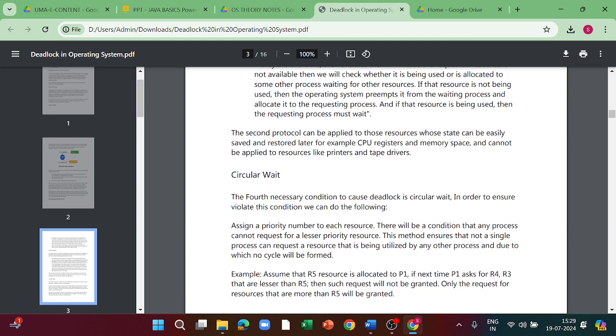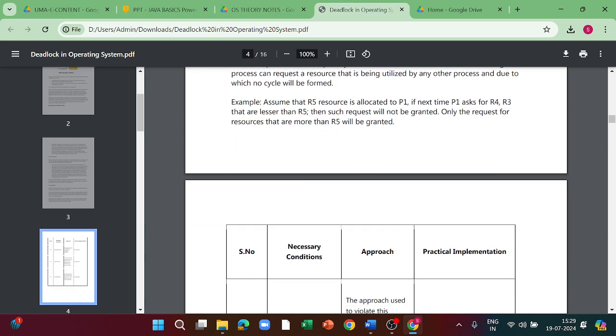And the fourth necessary condition for deadlock is circular wait. That is, we have to assign a priority number to each resource, and a process cannot request a resource of lesser priority, and each process must request resources that are being utilized by another process, and whichever is having the highest priority will be allocated first. Then if the priority number is very low, we cannot even get it. This is the drawback with this prevention.